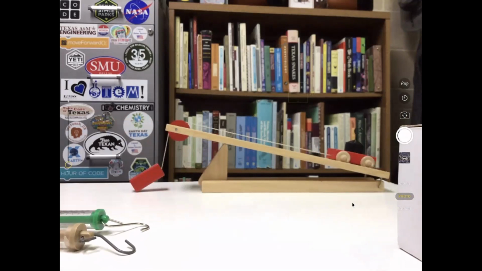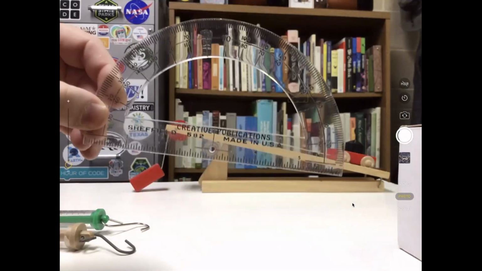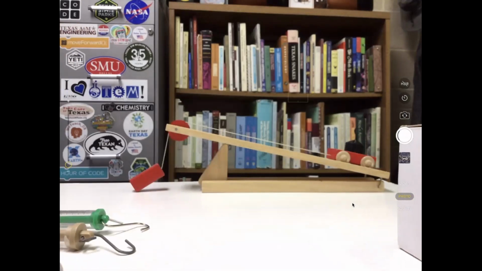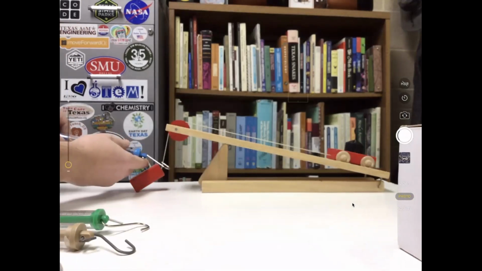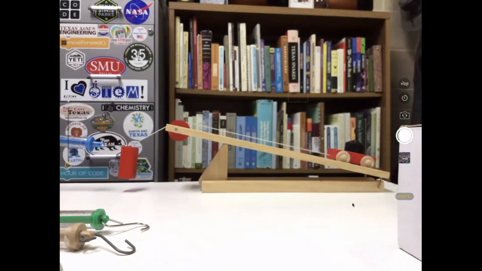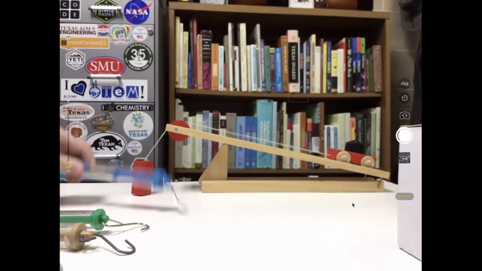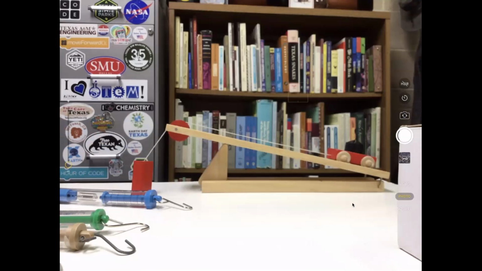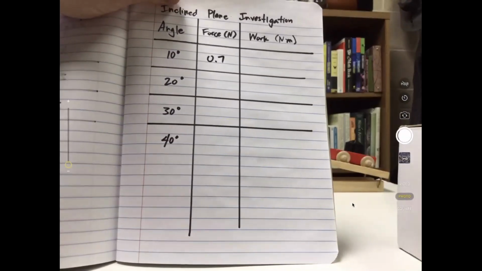And right now, the angle of that incline plane is 10 degrees. I know that because I measured it with this protractor ahead of time. I'm going to hook my spring scale onto the string and start pulling the cart up the ramp. Reading that spring scale, it's at 0.7 newtons. So I'm going to record that in my notebook, just like this.